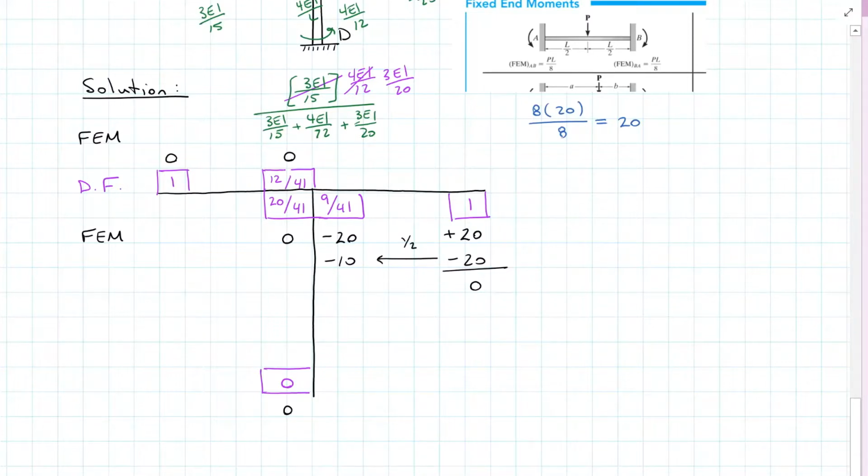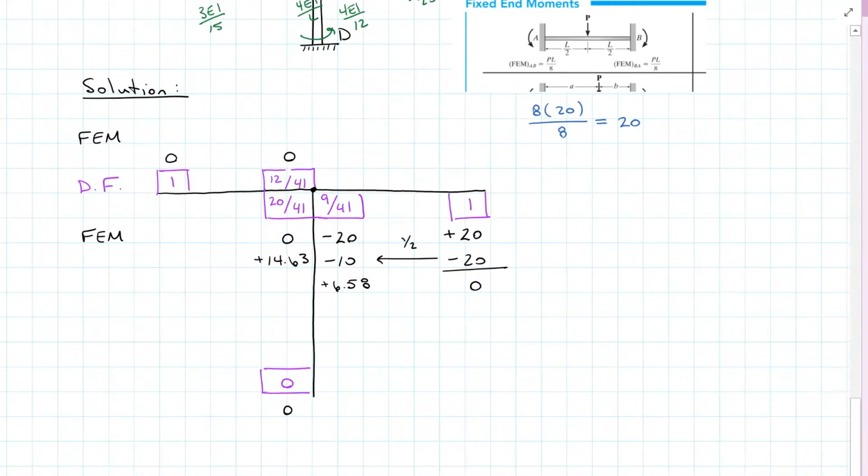Now don't forget, we need to look at all 3 sides of B here. So I am out of balance by negative 30. So I need to add 30 to all sides. So 30 times 9 over 41 is positive 6.58, and then times 20 over 41 is plus 14.63. And I'm going to need to remove this so that I have room. On the B side, that is 12 divided by 41, so that's positive 8.78.